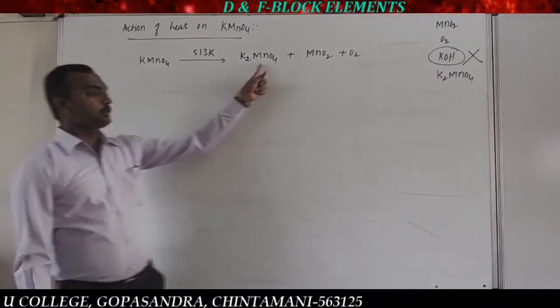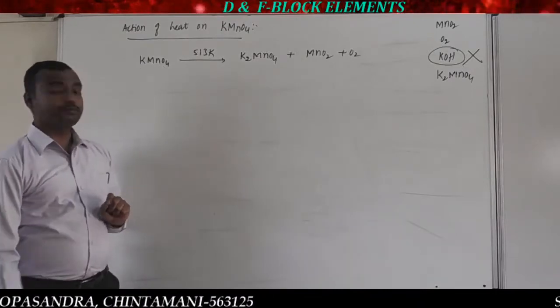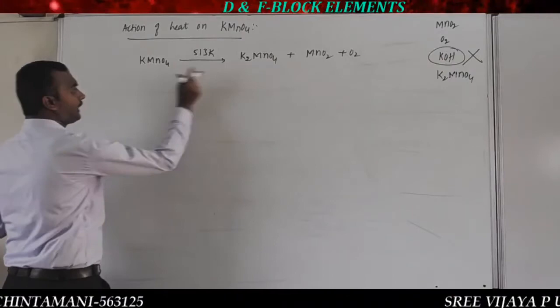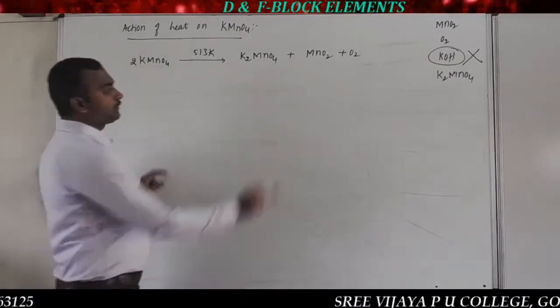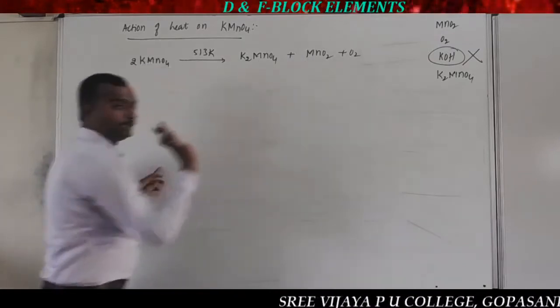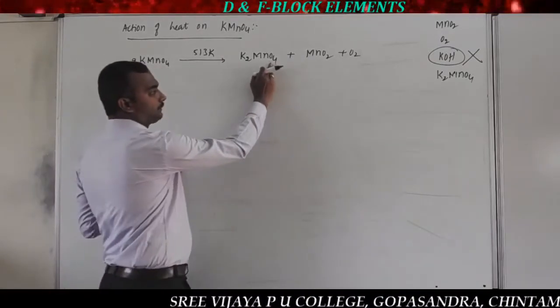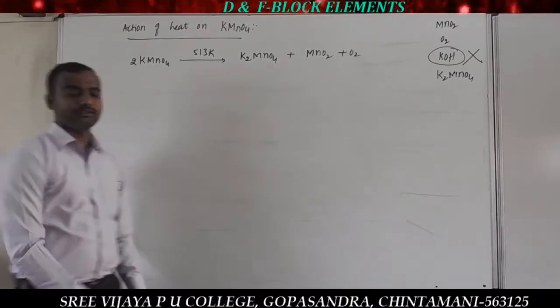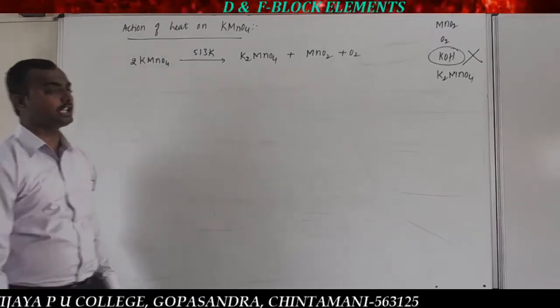So these are the products obtained by decomposition of potassium permanganate by heating at 513 Kelvin. Balancing: potassium is 2 here, so put 2 here, and manganese is 2. Oxygen: 2 times 4 is 8 on the left; on the right there is 4 oxygen plus 2 is 6, plus 2 is 8 oxygen. So that is the balanced equation, and that is the action of heat on potassium permanganate.